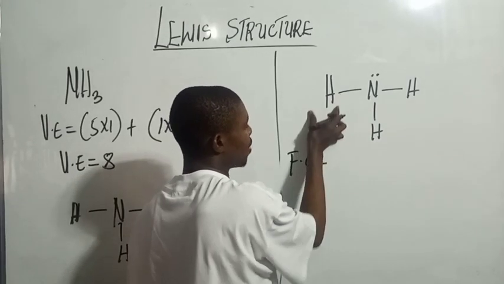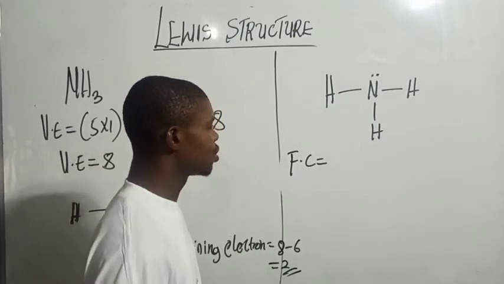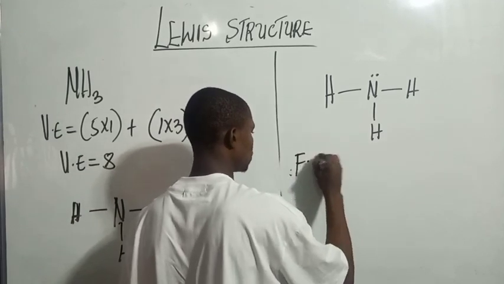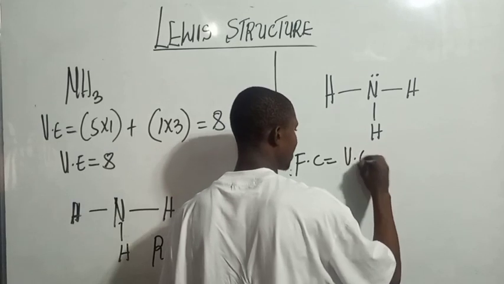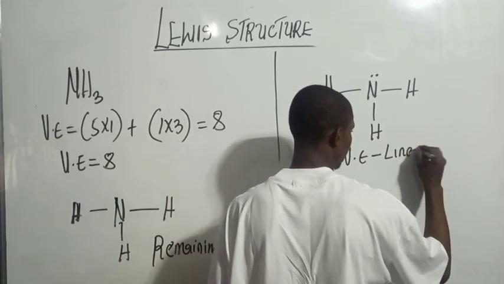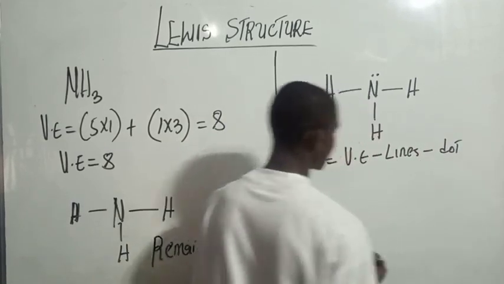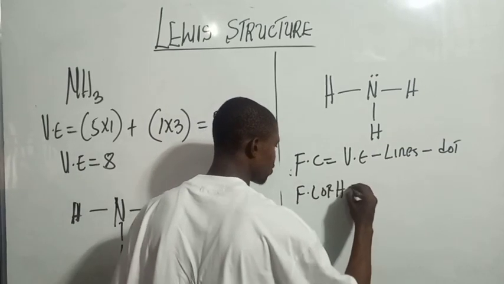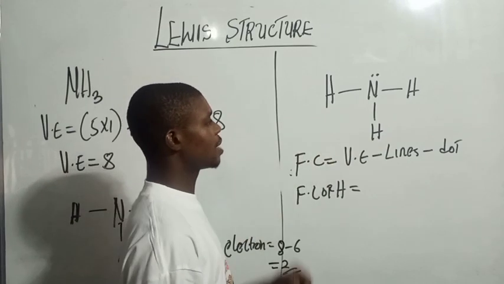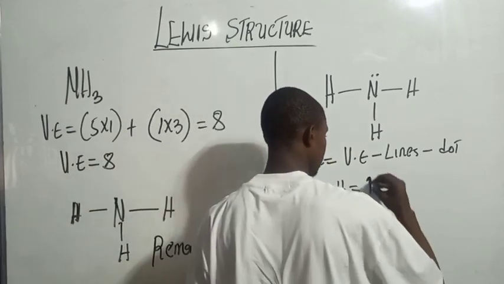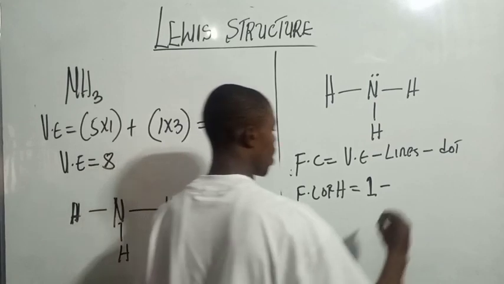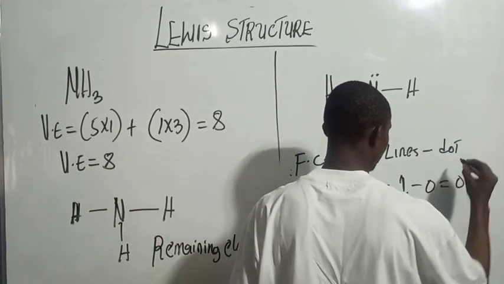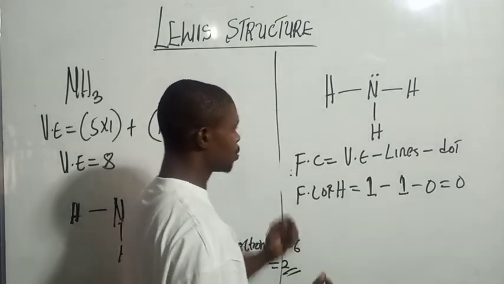Now remember, if you calculate the formal charge of the hydrogen, I told you that formal charge equals valence electron minus lines minus dots. So the formal charge of hydrogen is very easy here. What is the valence electron of hydrogen? It's 1. How many lines do you have? 1. How many dots do you have? 0. There's no dots. So the formal charge of hydrogen is 0.